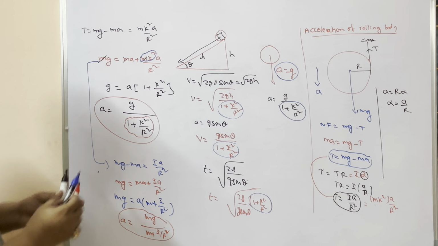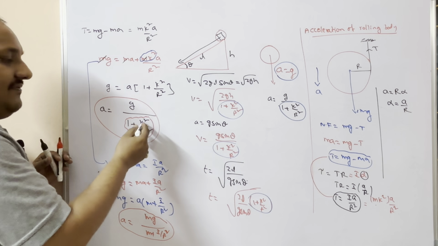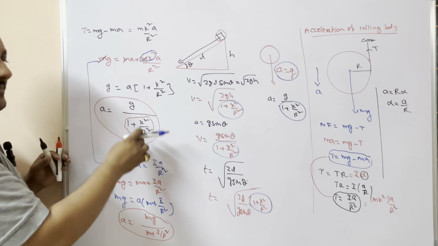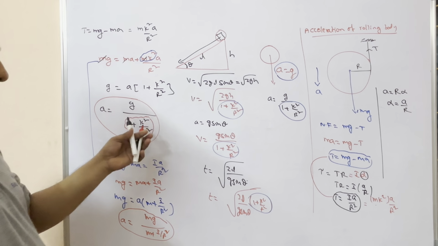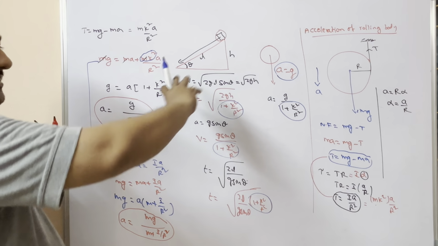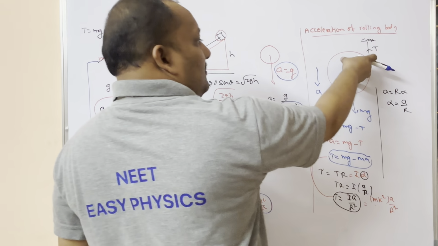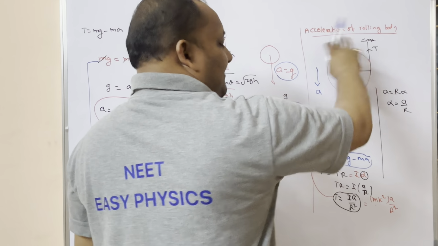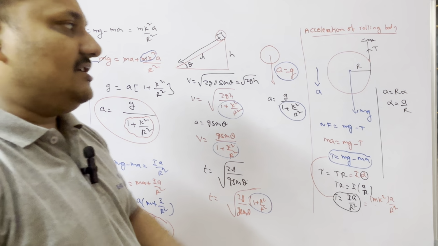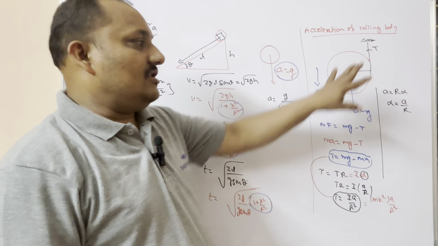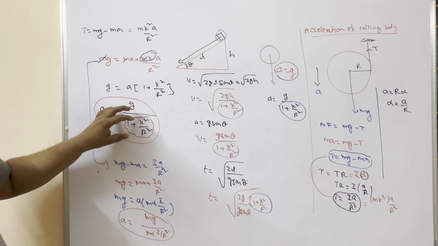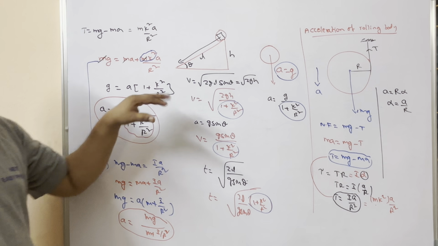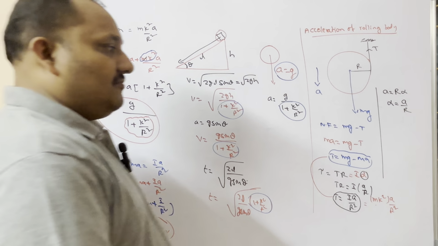For a ring, the k value is going to be R. For a disc, the k value is going to be R by root 2, so k square will be 1 by 2. Like that, if you wind wire, it could be a hollow sphere or solid sphere, for which the moment of inertia factors are 2 by 3 and 2 by 5. Like that we are going to take. This is the acceleration of a rolling body which is coming downwards.